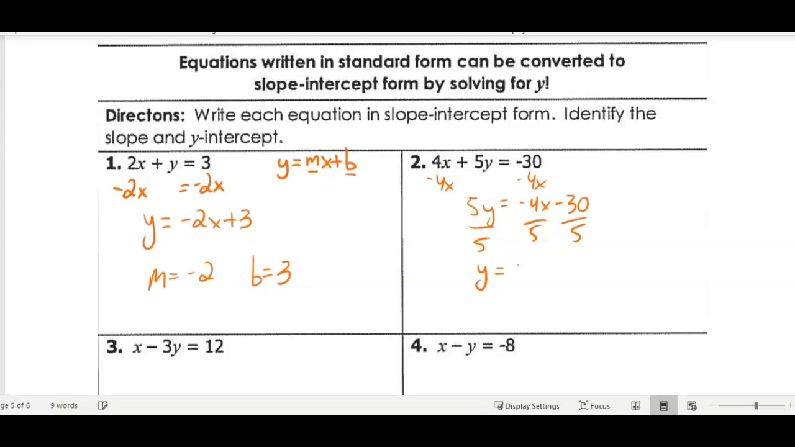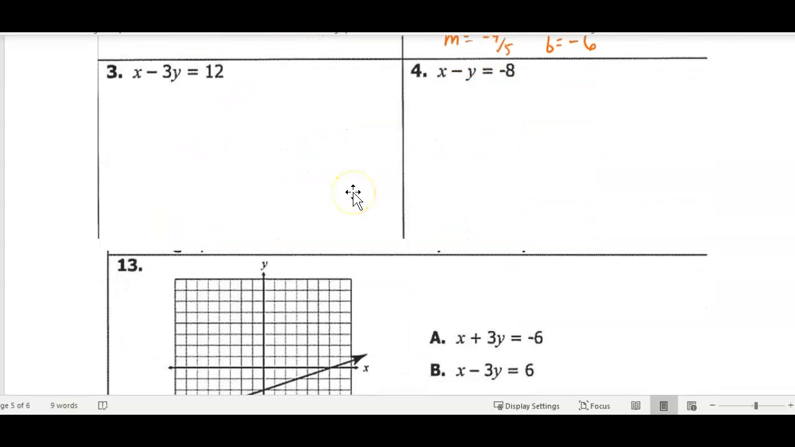That leaves me with y equals negative 4/5 x. Just leave it as a fraction because if we were graphing it, that would be helpful. And then 30 divided by 5 is 6, and it's negative because we carried the negative sign down. So in this case, my m equals negative 4/5, my b equals negative 6. So that's my y-intercept, negative 6. So a couple more.